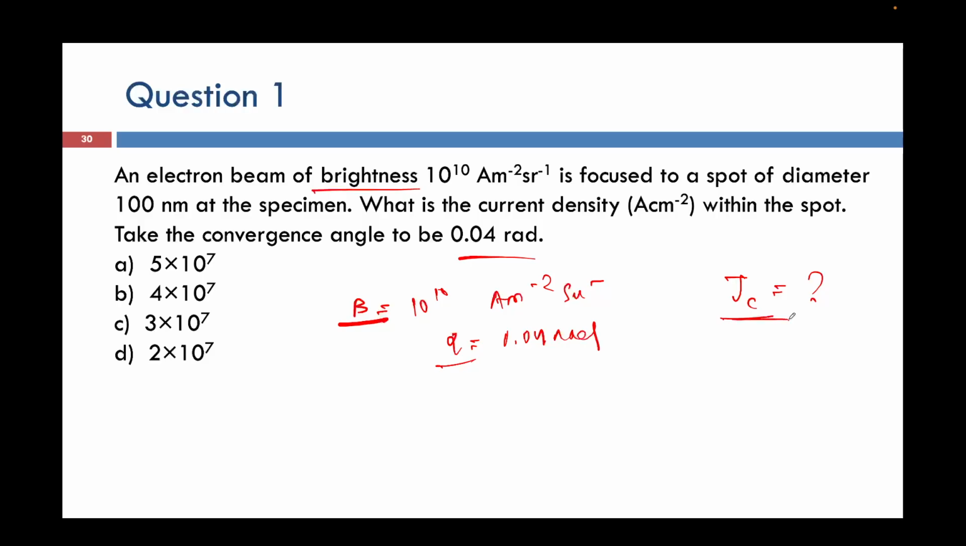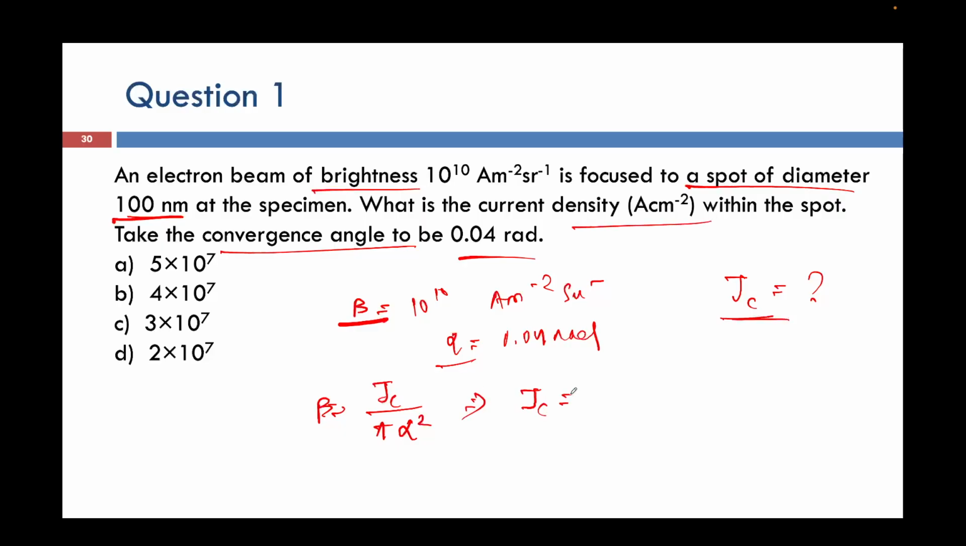Okay, so we'll solve it now. The spot diameter is additional information which I did not write here, so we don't have to worry about it. Because we know that brightness is current density per unit solid angle, and the solid angle is made by the convergence angle. If you rotate the convergence angle in 3 dimensions, that is the unit solid angle. So let's say I'm talking about JC, and the solid angle is pi alpha square, with alpha the convergence angle. This is the formula. They have asked for the current density directly in this case.